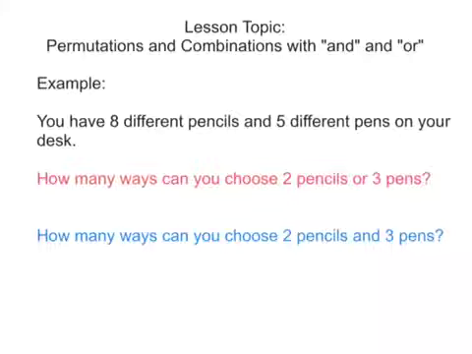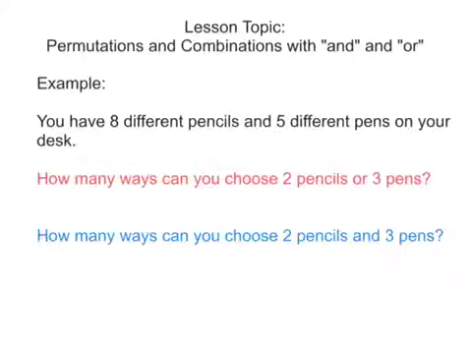So let's say you're going to grab some things and head off to school. How many ways can you choose 2 pencils or 3 pens if that's what you wanted to bring to school? The second question asks, how many ways can you choose 2 pencils and 3 pens to bring with you? Now think about the difference. In the first example, you're going to walk away from your desk and go to school with 2 pencils or with 3 pens, so either 2 total items or 3 total items. In the second example, you're going to walk away with 5 items.